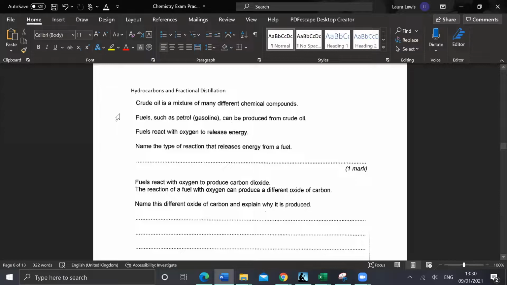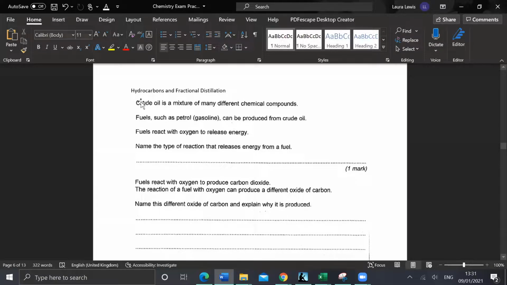So I'm Laura Lewis. Welcome to the class on hydrocarbons and fractional distillation. This class will be focused on answering exam questions on the hydrocarbons topic. So let's start reading a question. It starts off with a shorter response, and we're going to longer extended answer questions.